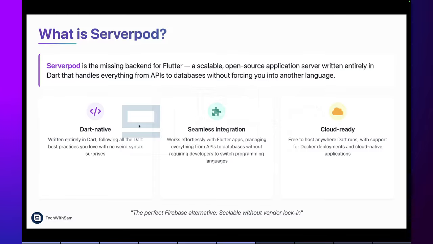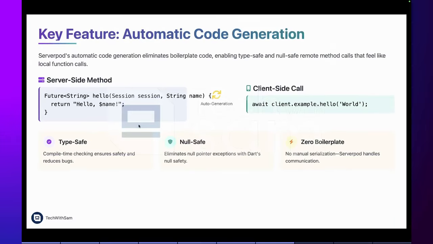It follows the best practices you love without any weird syntax surprises. Seamless integration is just like when you are using, for example, Firebase. So you can integrate it seamlessly. It works effortlessly with Flutter apps, managing everything from API to database without requiring developers to switch programming language. So it's cloud ready, free to host everything that runs, with support for Docker deployment and cloud native applications. One of the key features is automatic code generation. When you write a function, you can easily generate the code with serverpod generate. During installation, you get to know how to go about that.